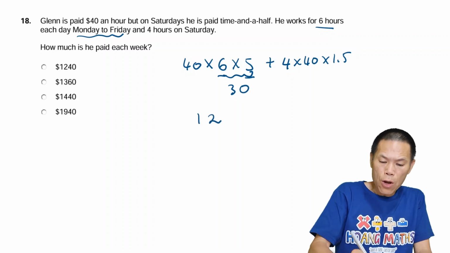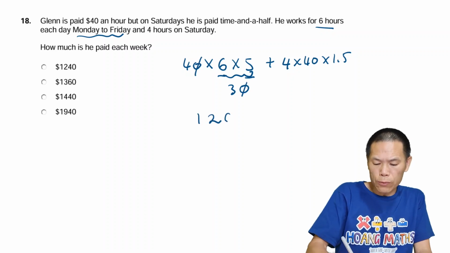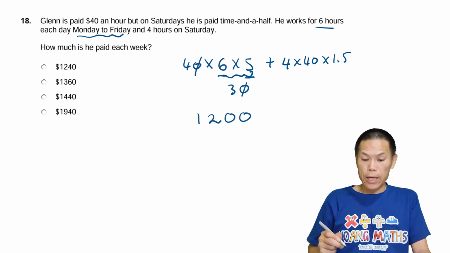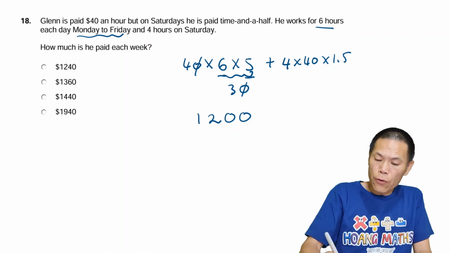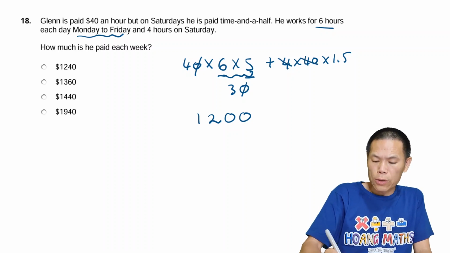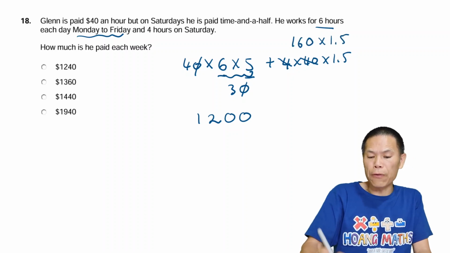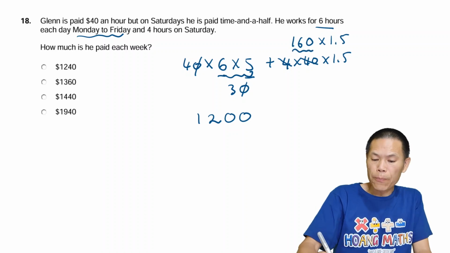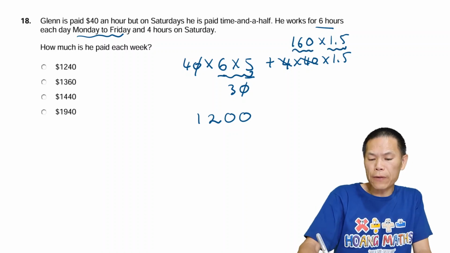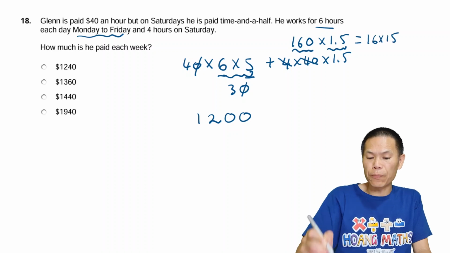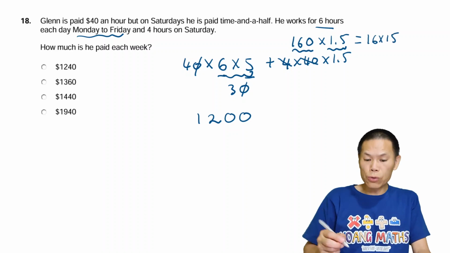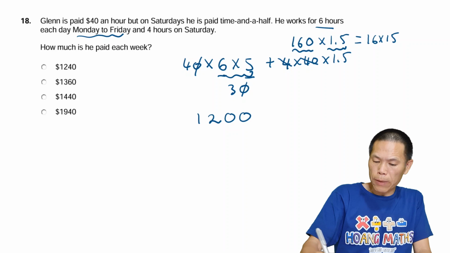And then we have 1020. There you go. And now, don't forget 40 times 4. So 4 times 4 is 16. We add a 0. Times 1.5. 160 times 1.5 is the same as 16 times 15. And then we just use normal multiplications.